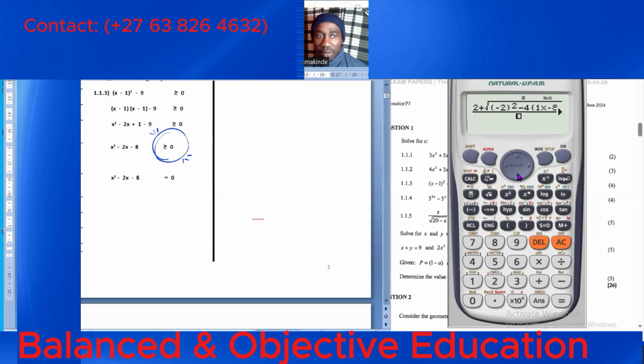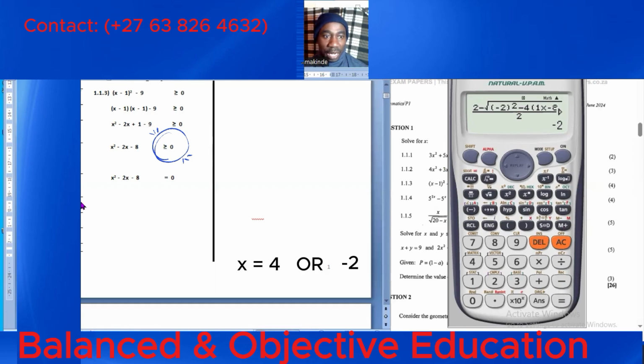I use the down arrow. Then we have 2 times a, 2 times 1, that will be 2. Then we can enter this. So you will see that x is 4, or let's look at the solution when you have minus. So when we have minus, you could see the solution will be -2.